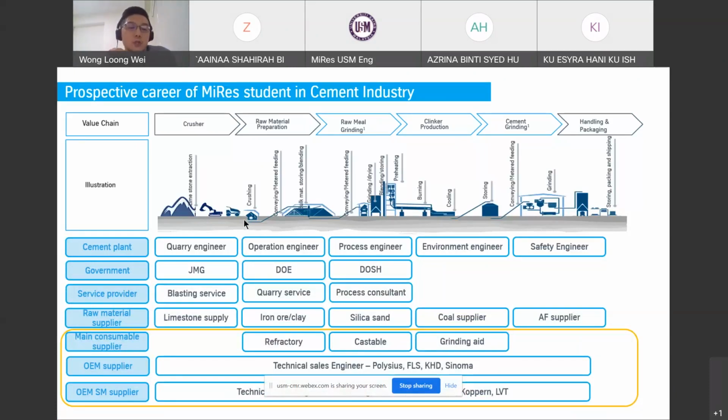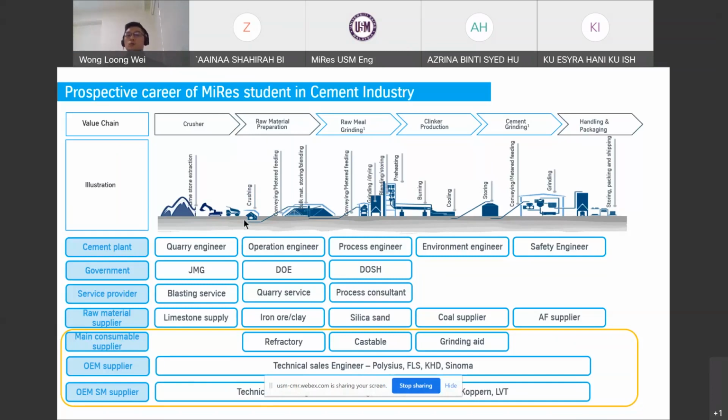So mineral resources is not just about the quarry, but it's also about the mineral processing. So in our study, we study about comminution. Comminution is the process of reducing the size. So the grinding process is part of a comminution process. So what you are studying in the mineral resources syllabus is applicable to the cement plant process.